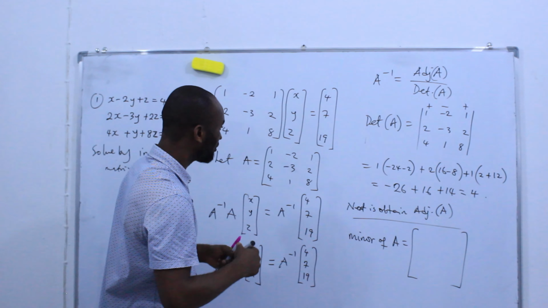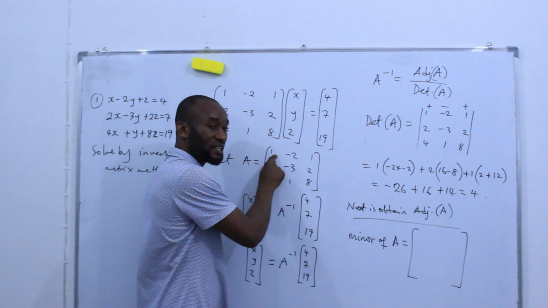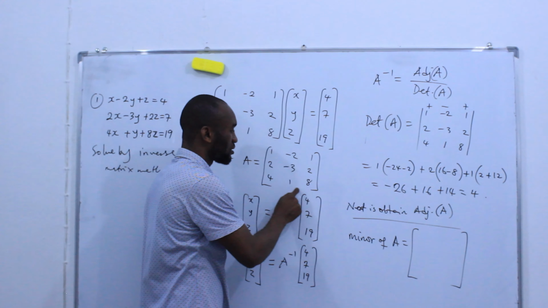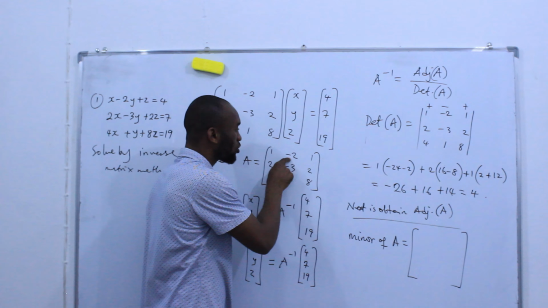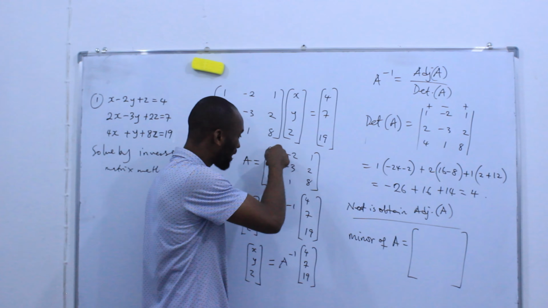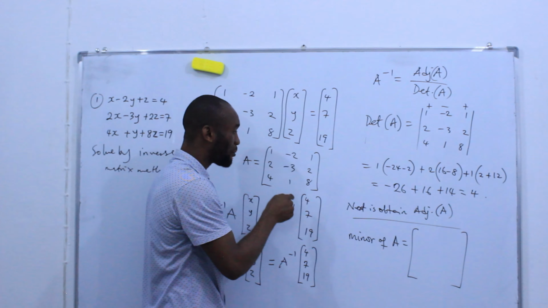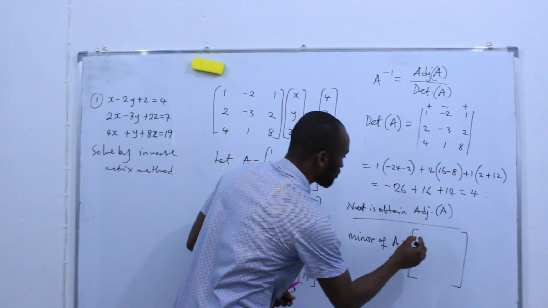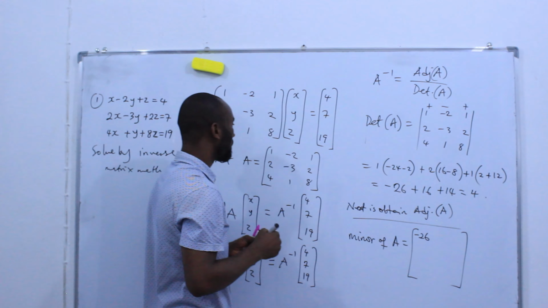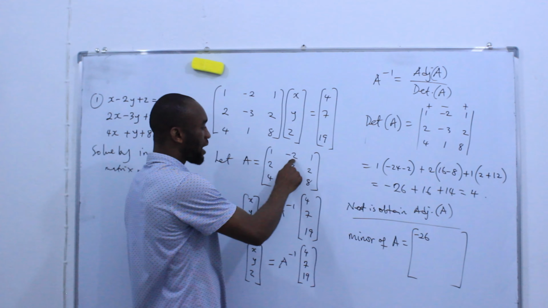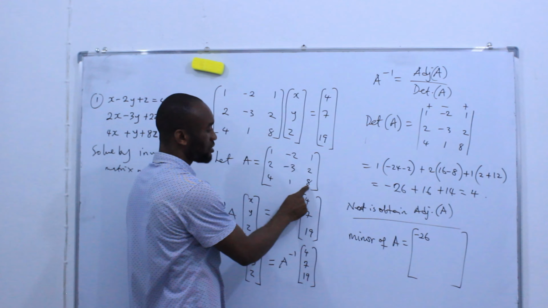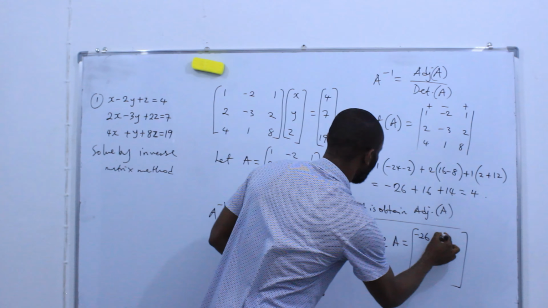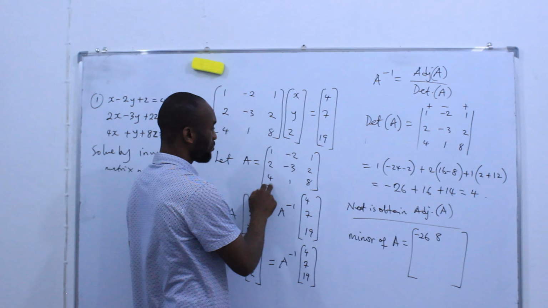The minor of A. Let's get the minor of 1. The minor of 1 is the determinant of this matrix when you eliminate minus 2 and 1, which are on the same row with 1, and the ones in the same column. Whatever is left, take the determinant, which is this times this, minus 24 minus 2, is minus 26. Write it in place of 1. Now, the minor of minus 2 is 2 times 8, which is 16, minus 4 times 2, which is 8. So the minor of minus 2 is 16 minus 8, which is 8.